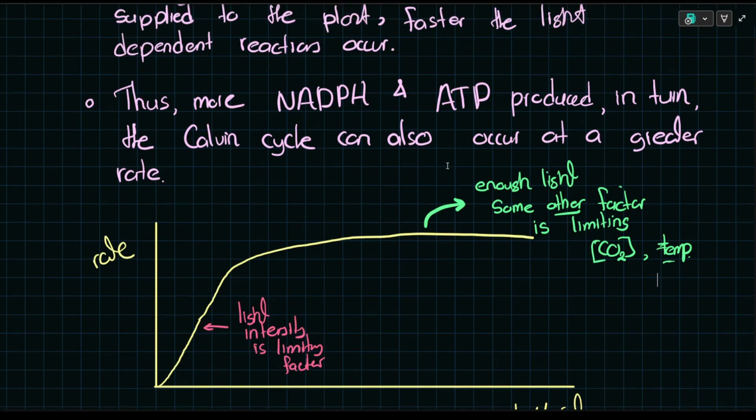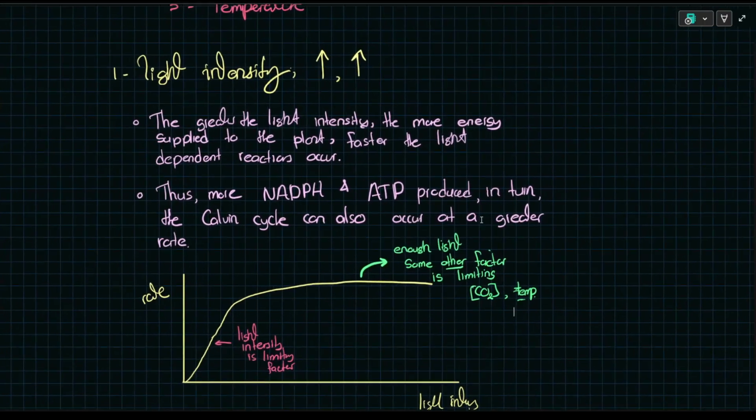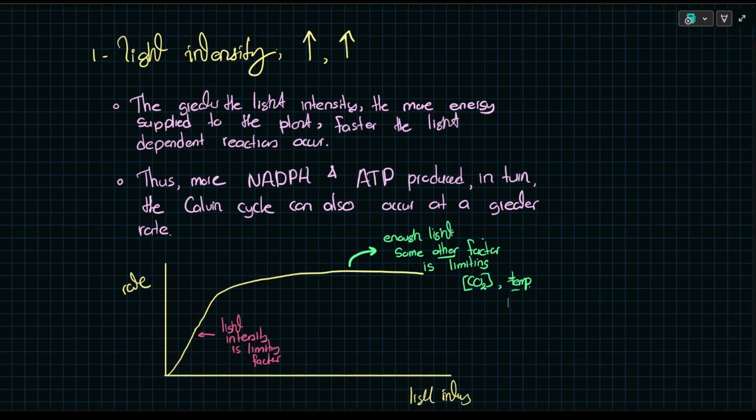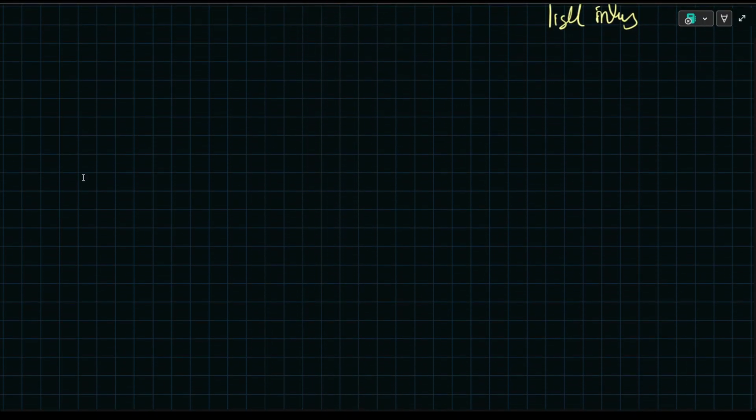That's it. These two things can be limiting around this area. So this is the effect of light intensity on the rate of photosynthesis. Overall, the greater the light intensity, the greater the rate of photosynthesis. Moving on to the second one.